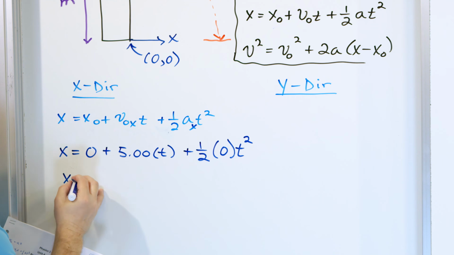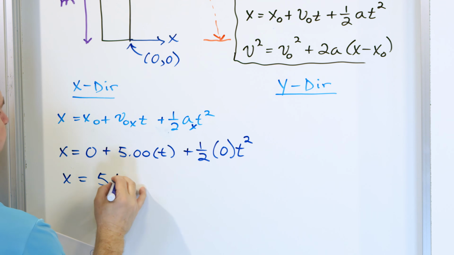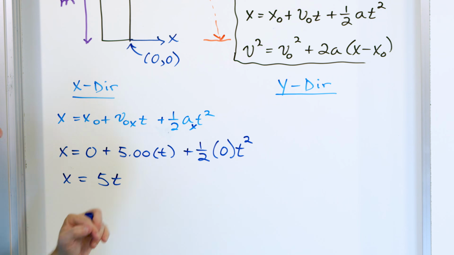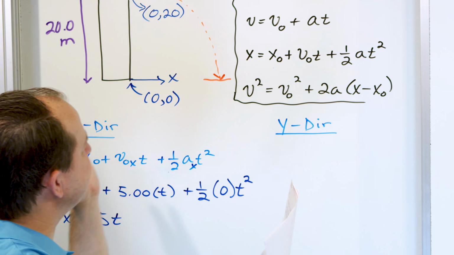So what we actually get is 5 times t. I'm just going to drop the decimals. 5 times t, and we have 0 here and 0 here. So you see, you don't have to memorize and say, oh, this makes sense, or that makes sense. You just write down the equation of motion and you put in what you know.